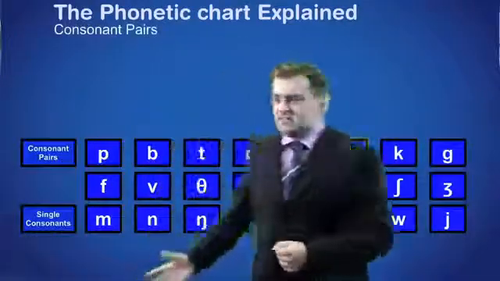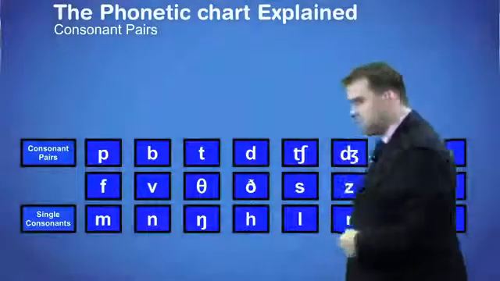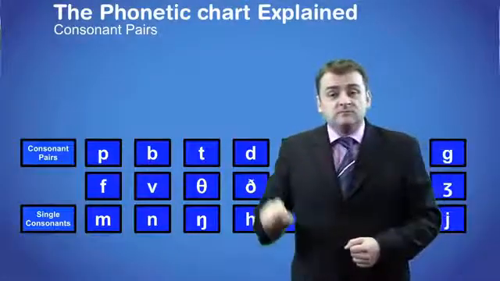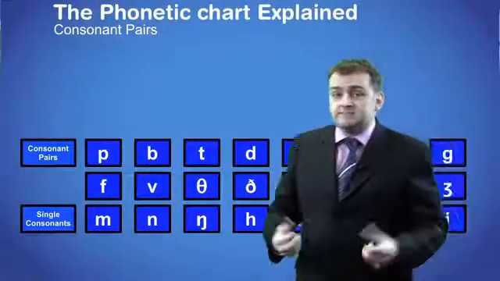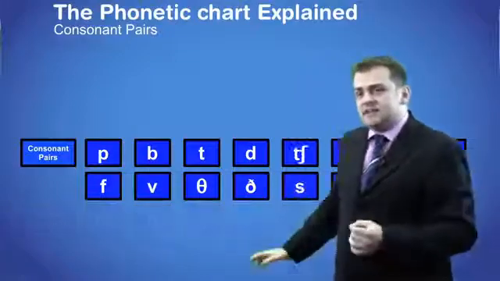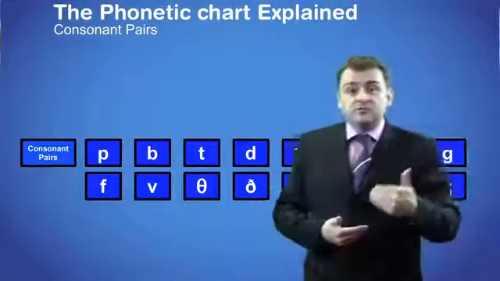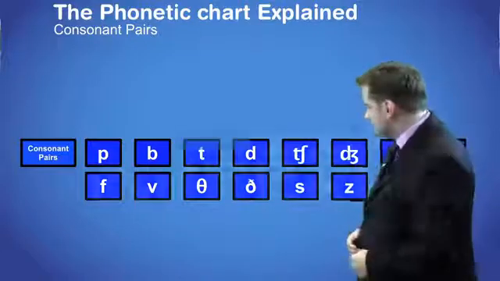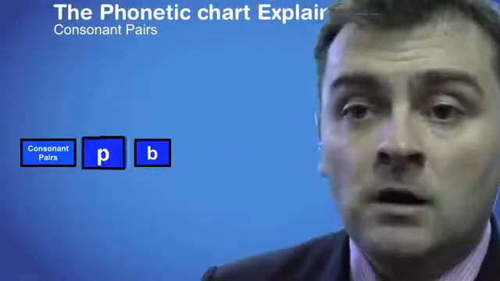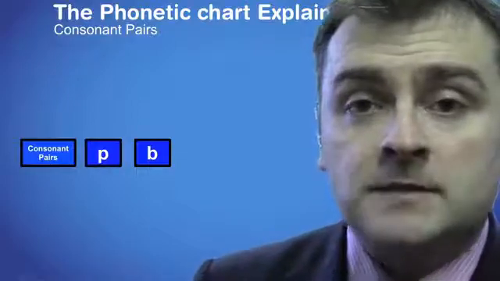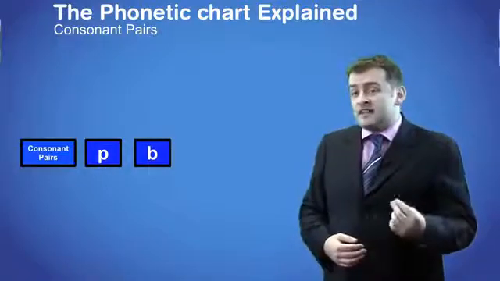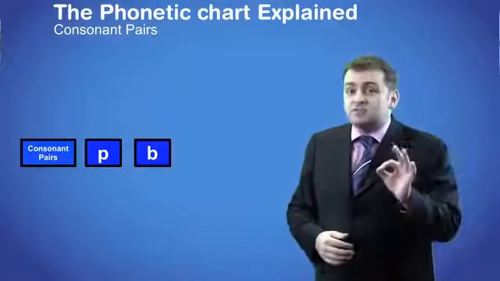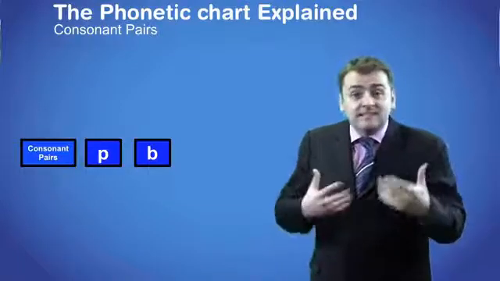The third section is the consonant sounds. The first 2 rows are sometimes called consonant pairs. This is because the sounds of each pair are produced in a very similar way. Let's look at the first pair. P and B. The sound is very similar, but the physical shape of the mouth is almost exactly the same.